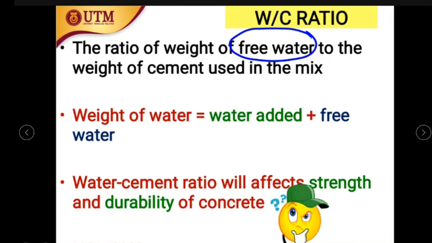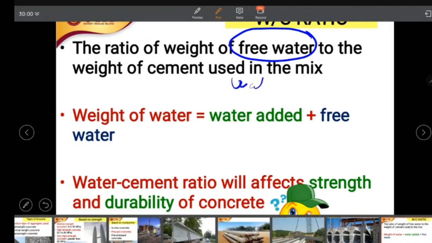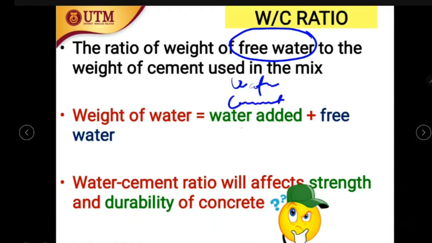What is meant by free water is this: let's say in the mixture of a concrete, you will have water, cement, and then aggregate. We lump it together as aggregate, no matter whether it is coarse aggregate or fine aggregate. So if we put this aggregate into the oven to dry it, the moisture content inside the aggregate will be zero, correct or not? It will be zero. Under this condition, we call this oven dry or bone dry, okay?